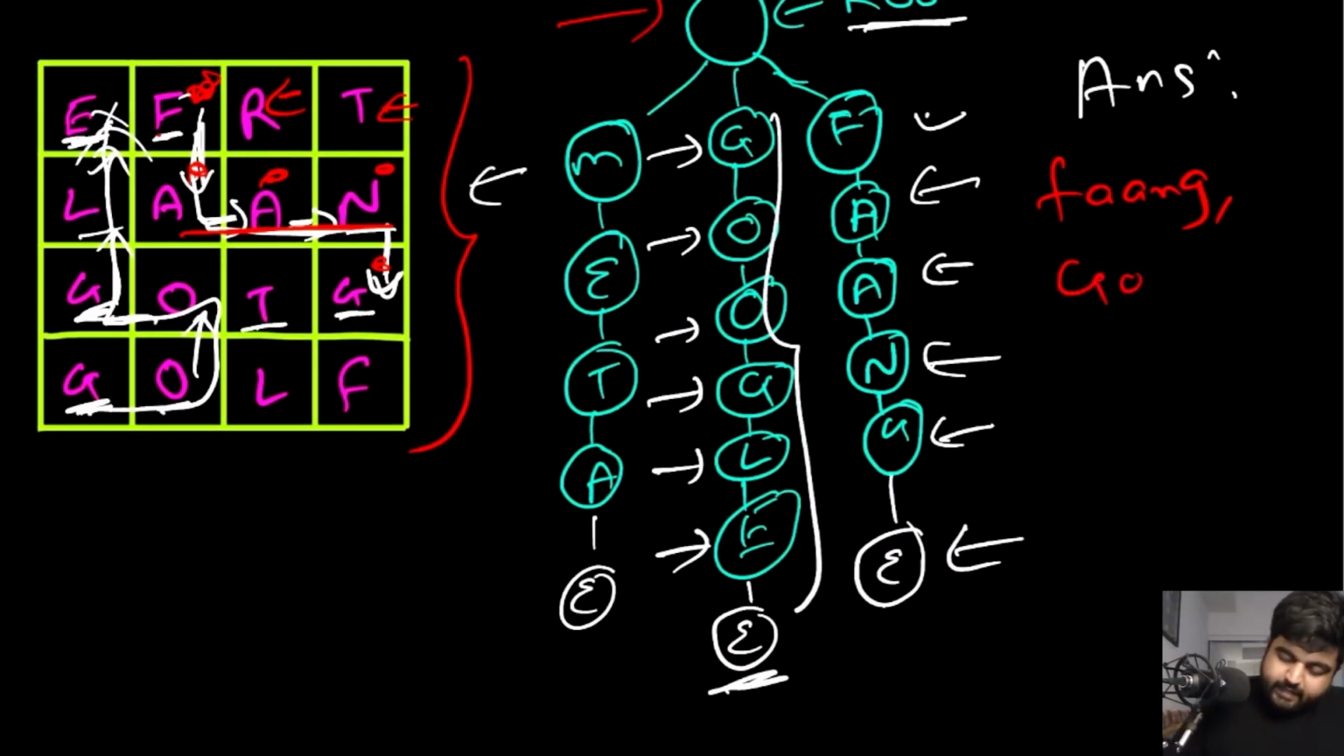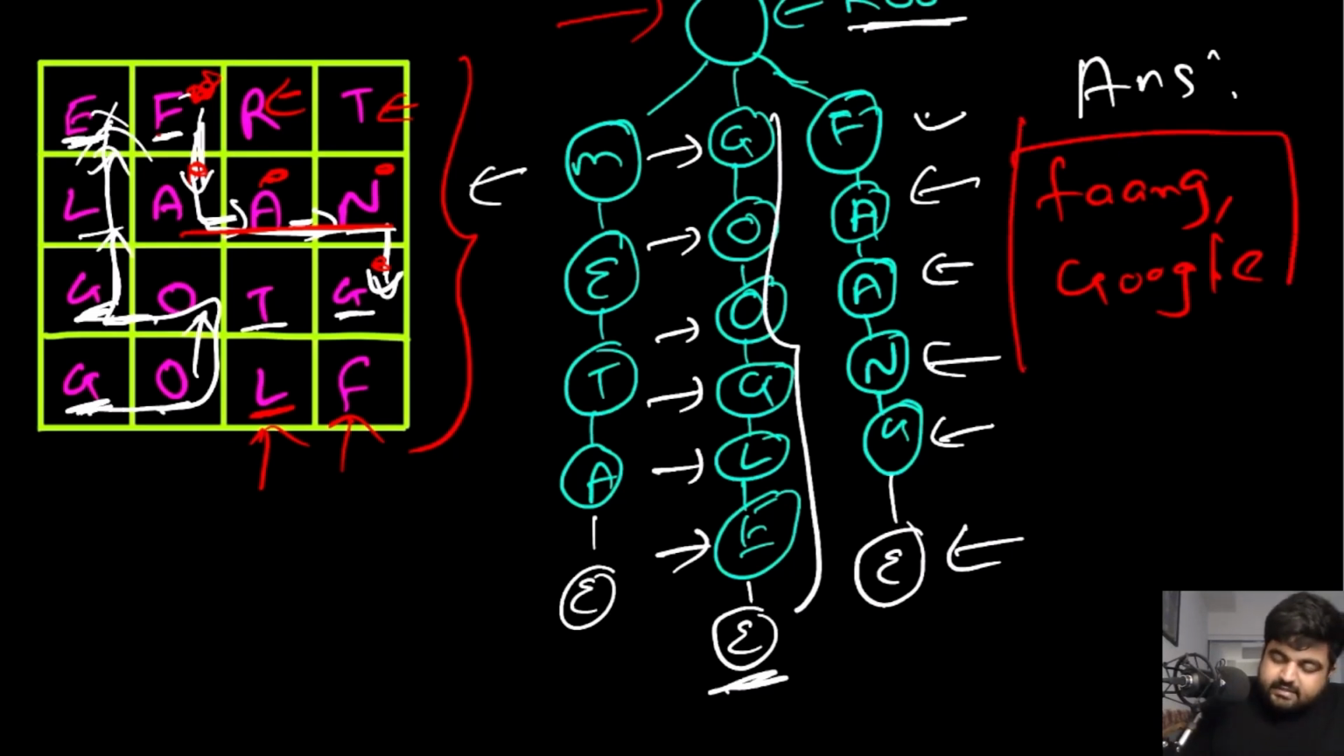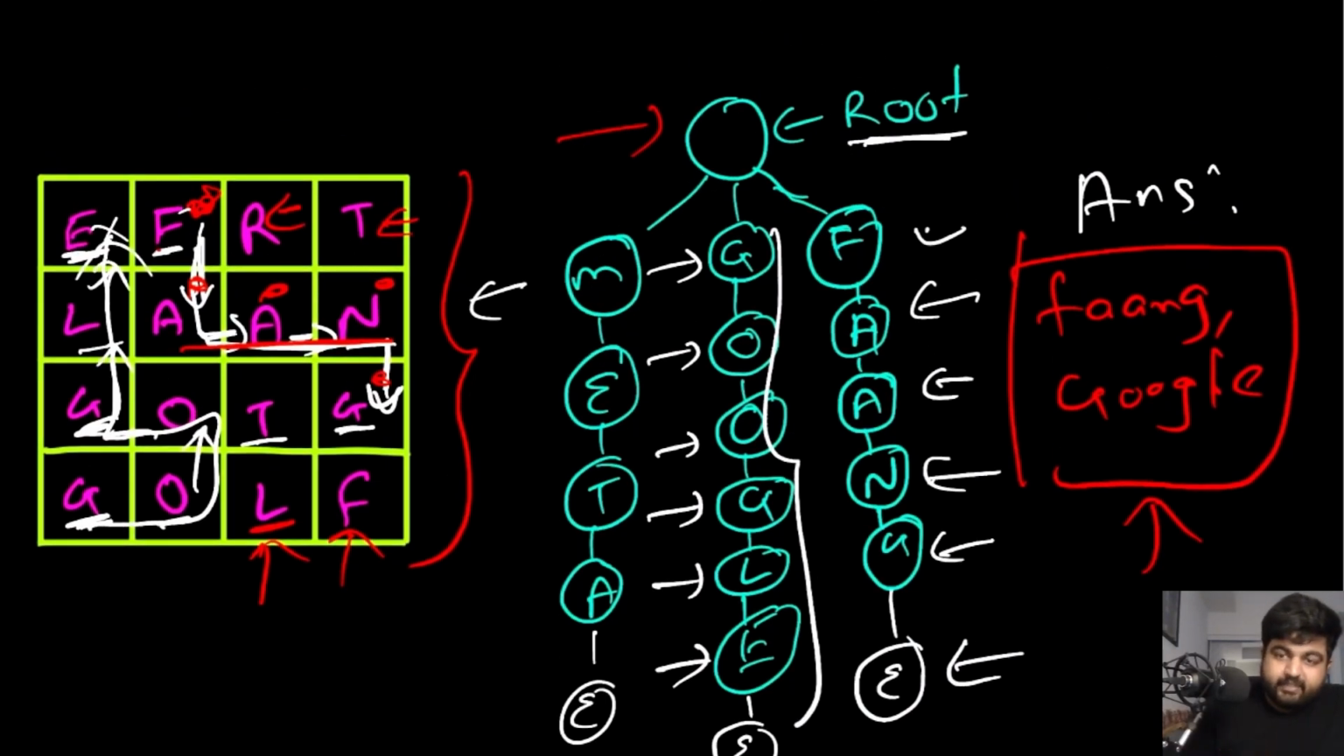So we will add one other entry called Google. Okay, and now next again this character is L. So L does not lead to any children of this root node, and F does not lead to any children of this root node. So in the answer we are going to return Fang and Google to be the answer, and this would be the most optimal way to solve this problem.